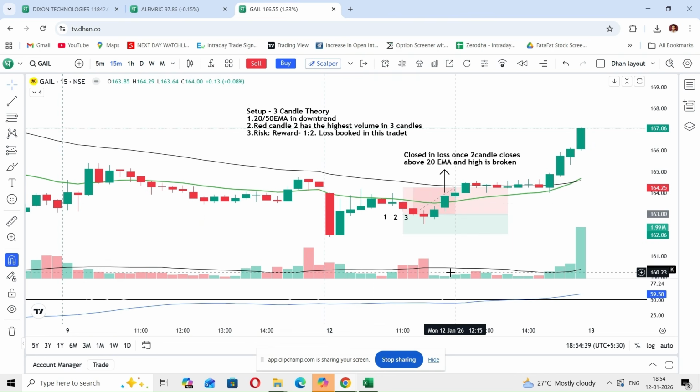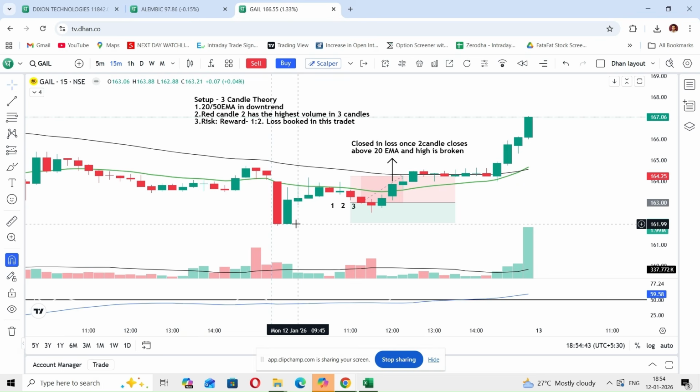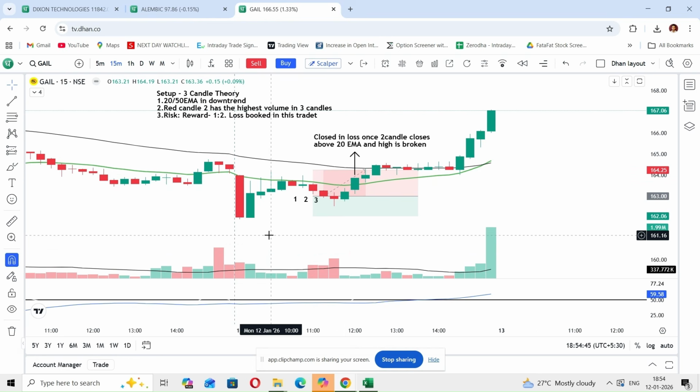Now this is the third trade which I have taken. This is Gail. Here, if you see candle 1, candle 2 and candle 3, here also I have taken a bearish trade. Candle 3, that is the red candle, has the highest volume. So once the low of these three candles is broken, I took a bearish trade.